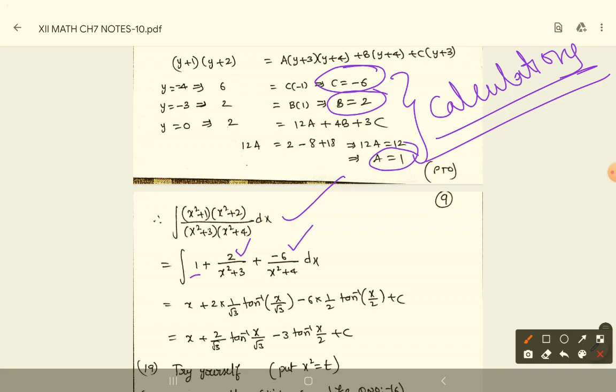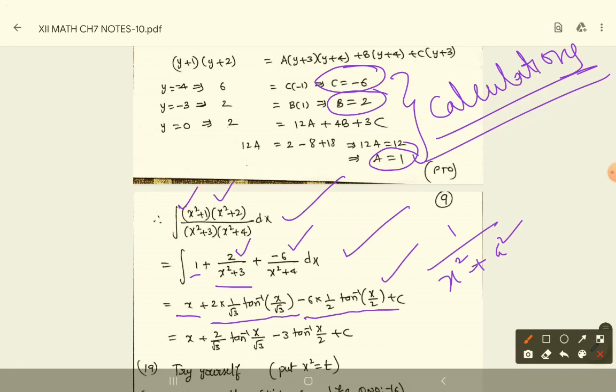Because I have taken y for the convenience of partial fraction decomposition, immediately we have to write x square instead of y. So then into dx, it is x plus 2 into 1 by root 3 tan inverse x by root 3 minus 6 into 1 by 2 tan inverse x by 2, because I have applied the formula for x square plus a square, special integrals, plus c. Finally we got the answer.